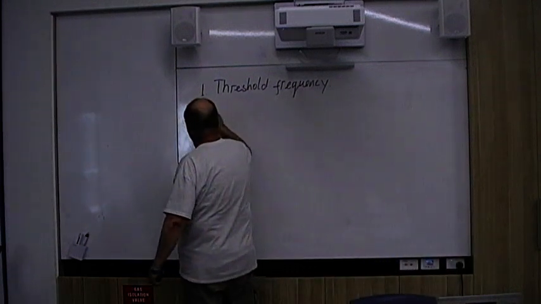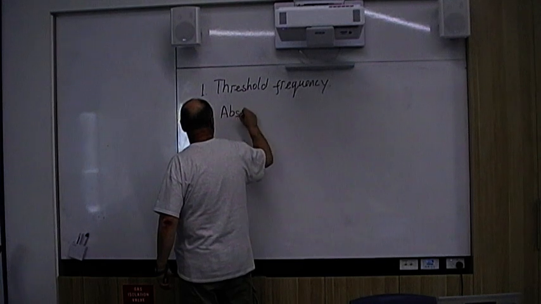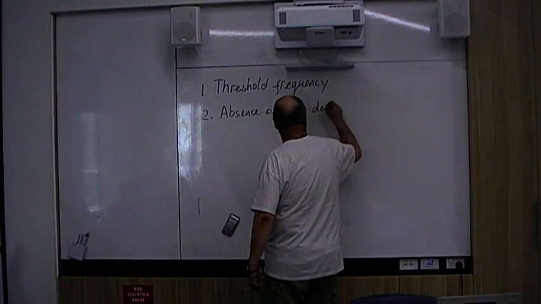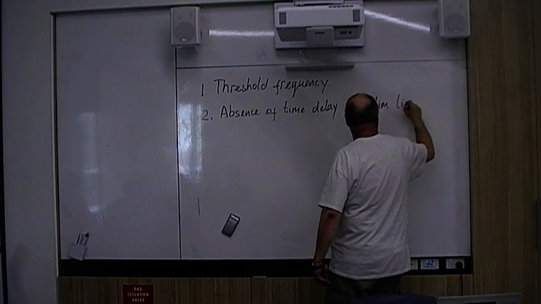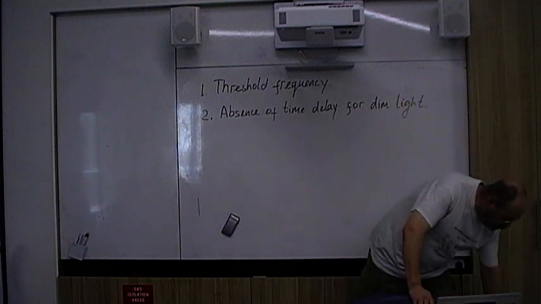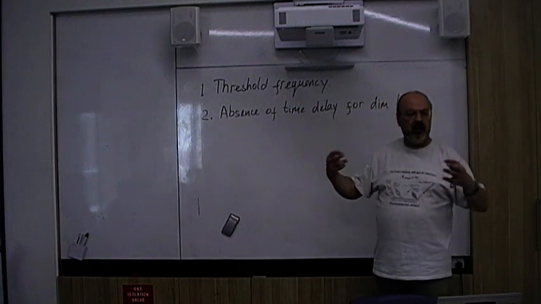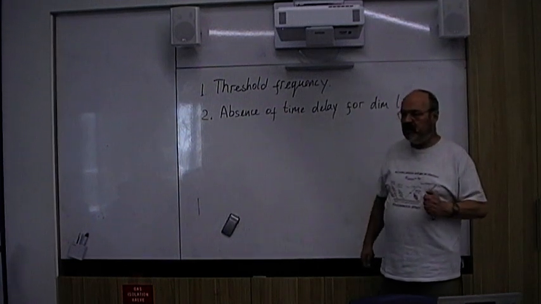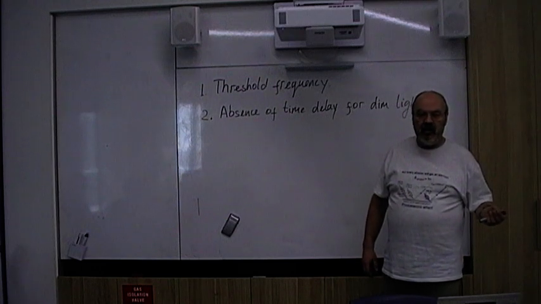Second thing that cannot be explained by the wave theory is the absence of time delay for dim light. So, according to wave theory, if light is very dim, so not enough energy, electrons might accumulate energy and eventually get out. So the photoelectric effect will start, but with a delay in time. But it's not happening. The electrons either get out immediately or never.